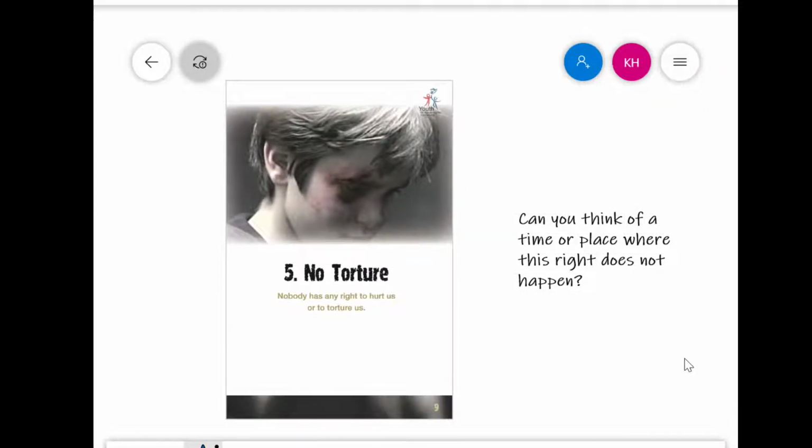Number 5, no torture. Nobody has the right to hurt us or to torture us. Okay? And when we're talking, we're not talking discipline, but we're talking torture, where there's excessive violence caused to a human being. Okay? Can you think of a time or a place where this right does not happen? Where this right is being violated?